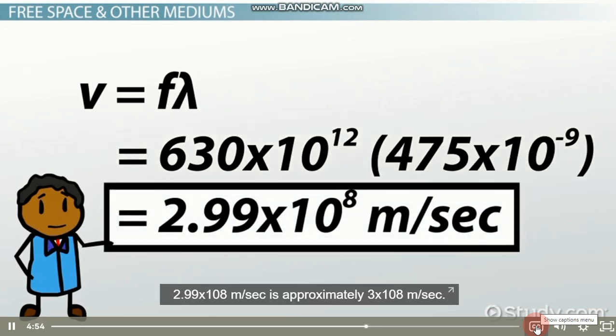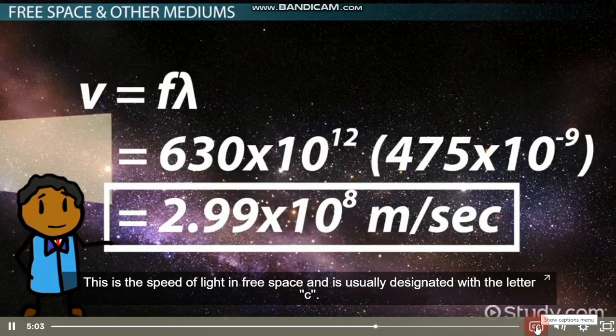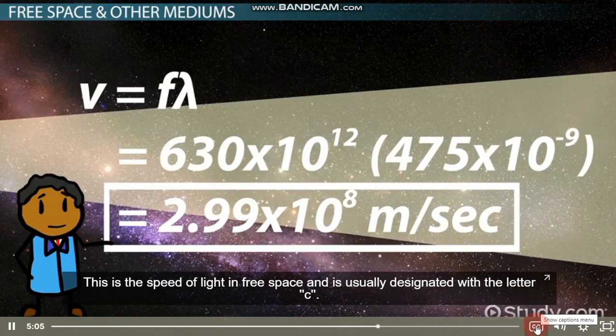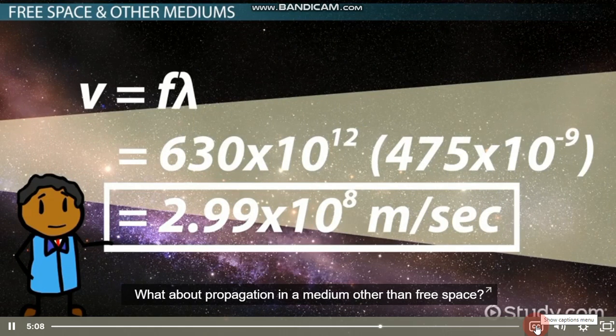2.99 times 10 to the power of 8 meters per second is approximately 3 times 10 to the power of 8 meters per second. This is the speed of light in free space and is usually designated with the letter c. What about propagation in a medium other than free space?